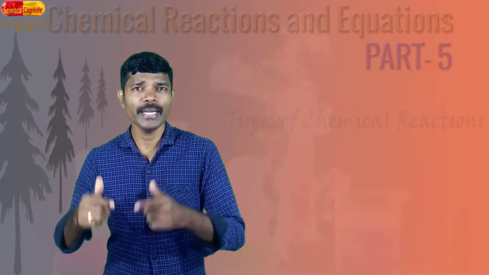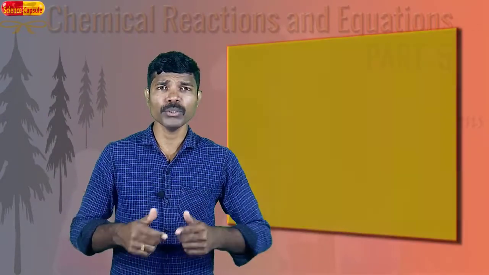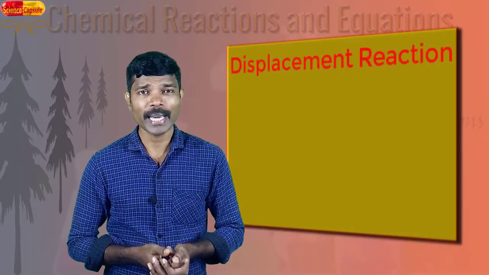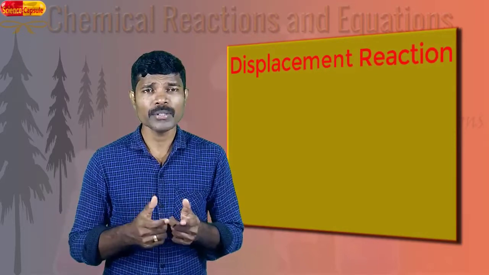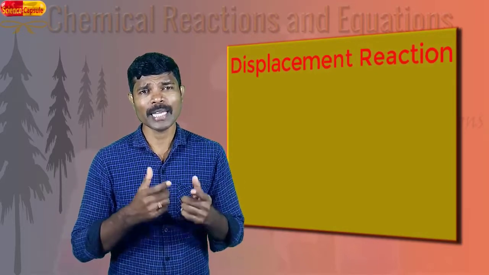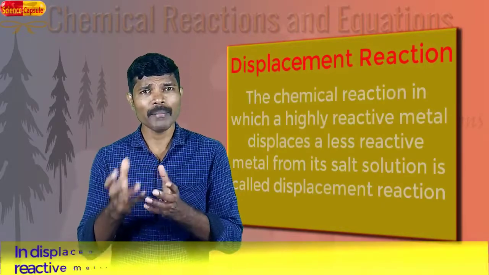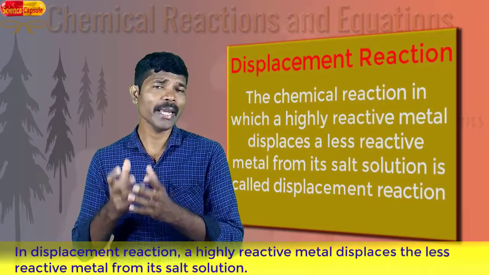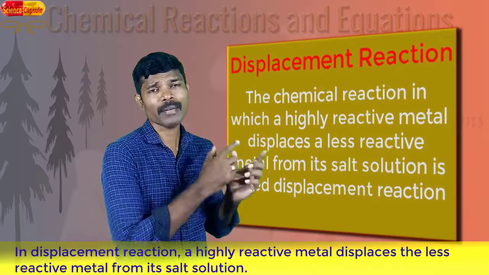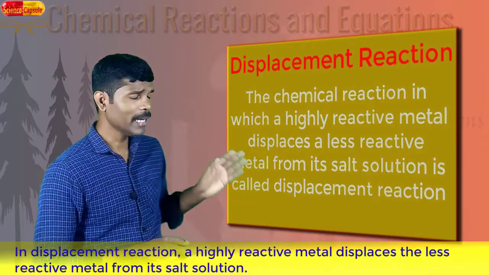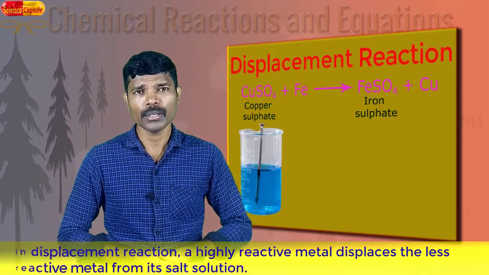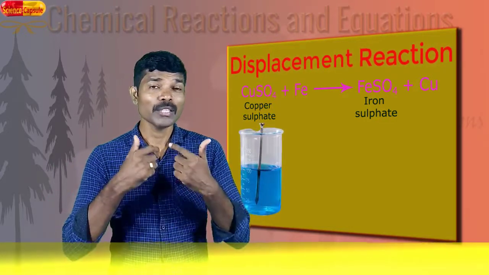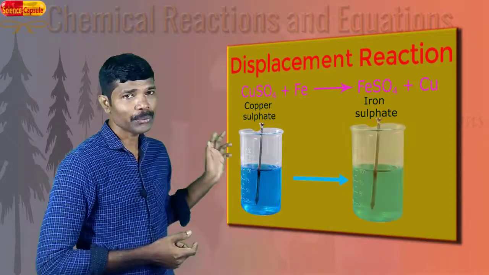Dear students, in our day-to-day life we will come across various types of chemical reactions which can be categorized under displacement reaction. Displacement reaction is a type of reaction in which one metal with higher reactivity removes another metal from its salt solution. Take an example here. When an iron nail is put in copper sulfate solution, then the solution becomes green in color, as you can see here.